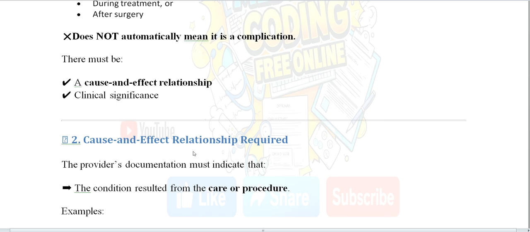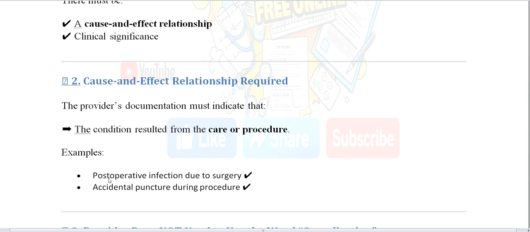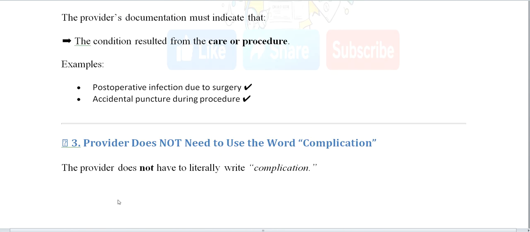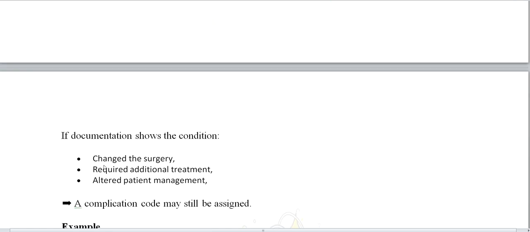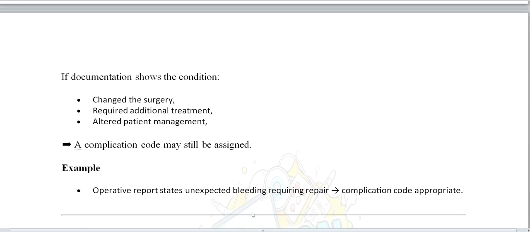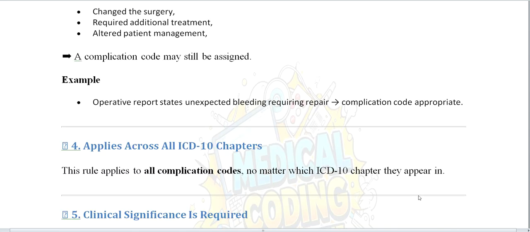A cause-and-effect relationship is required. The provider documentation must indicate that the condition resulted from the care or procedure. Examples: post-operative infection due to surgery, accidental puncture during a procedure. The provider does not need to use the word complication; the provider does not have to literally write complication. If the documentation shows that the condition changed the surgery, required additional treatment, or altered patient management, a complication code may still be assigned. For example, an operative report states unexpected bleeding required a repair. So a complication code is appropriate.